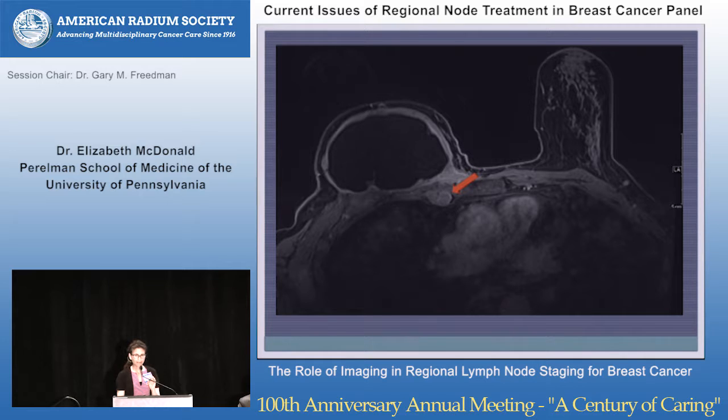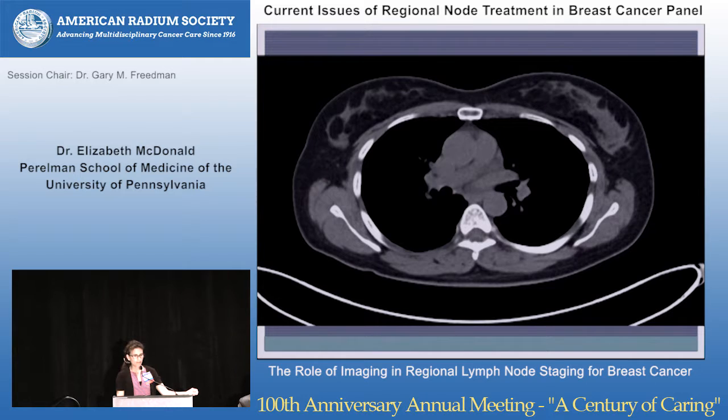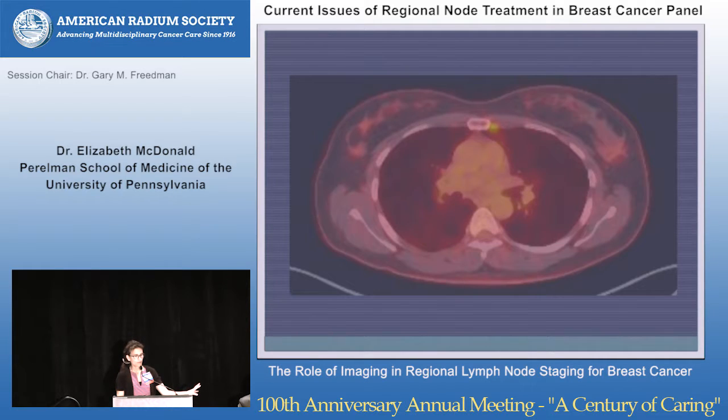So you wouldn't need PET if this was your abnormal internal mammary lymph node. This is fairly obvious structurally on imaging. But here in this patient who doesn't have any obvious internal mammary abnormal nodes, the PET clearly showed that there was an abnormality.